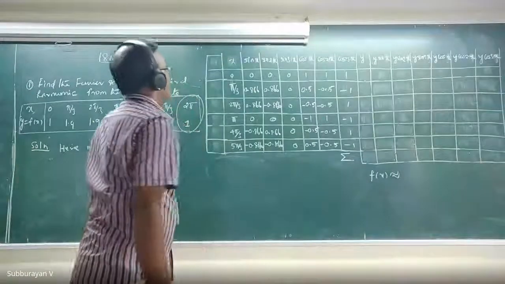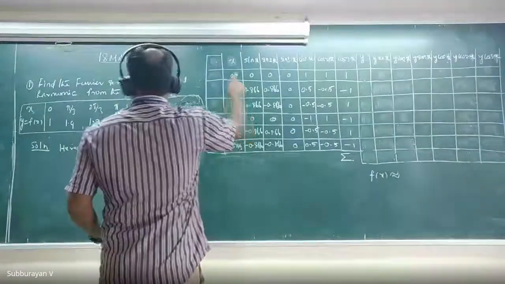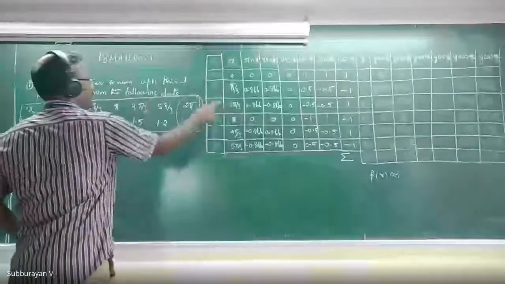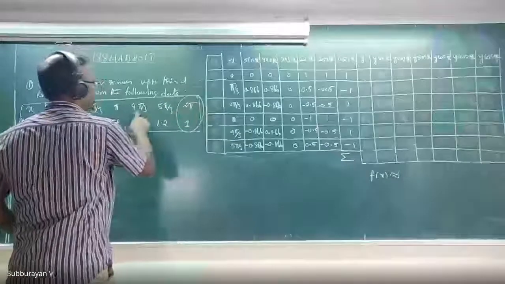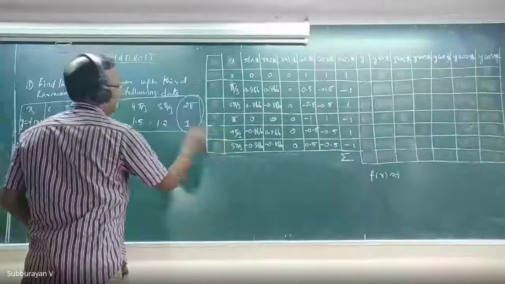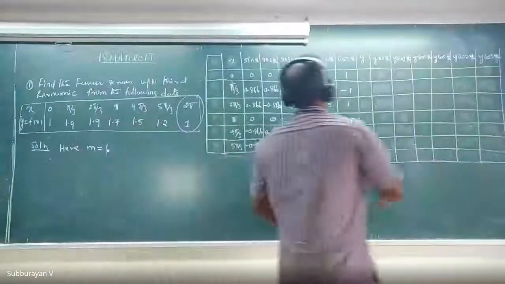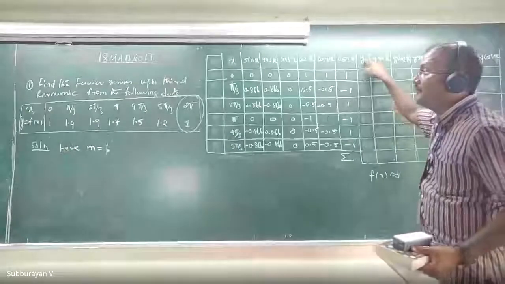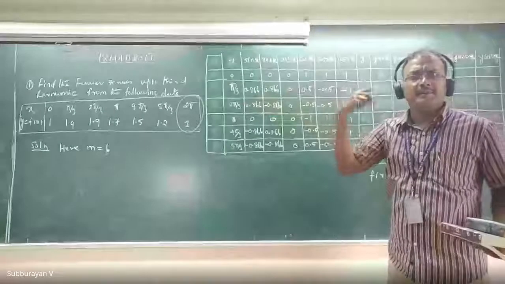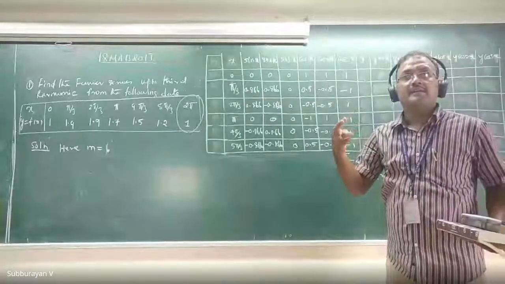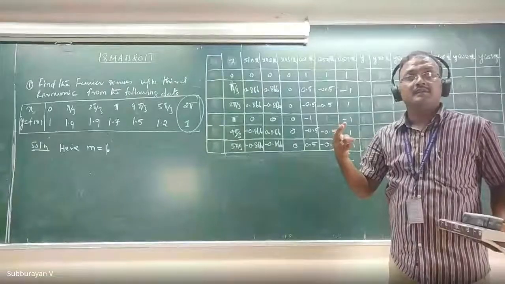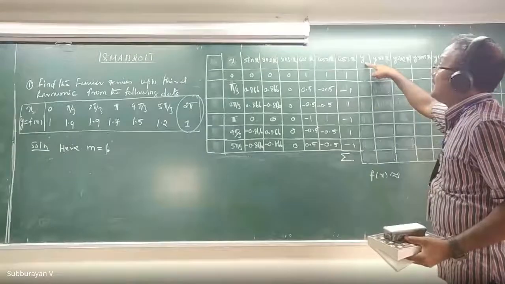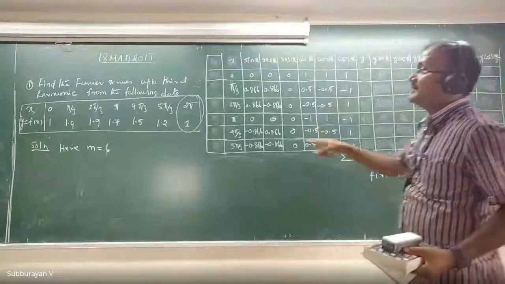Now see, these x values are given: x equal to 0, x equal to pi by 3, 2 pi by 3, pi, 4 pi by 3, and 5 pi by 3. Now this is your y or f of x. Can you hear me? Yes, sir. Okay, fine. Here the y column is this one.